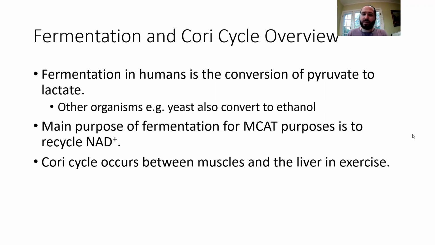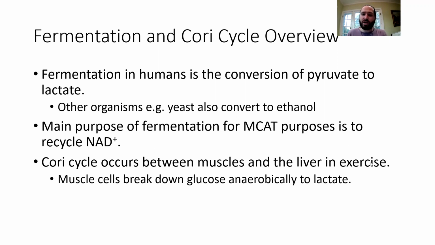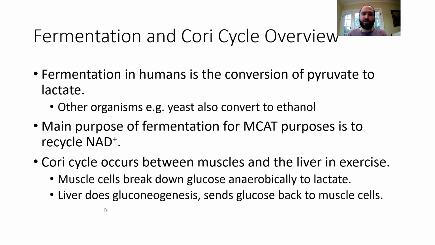The Cori cycle occurs between the muscles and the liver, particularly during exercise. In the Cori cycle, which is related to this fermentation, muscle cells are breaking down glucose anaerobically to lactate and sending the lactate over to the liver, who then performs gluconeogenesis on the lactate, sends glucose back to the muscle cells. So the muscles can then continue to do anaerobic glycolysis. So that's going to be our Cori cycle. Any questions before we kick it off now with fermentation?